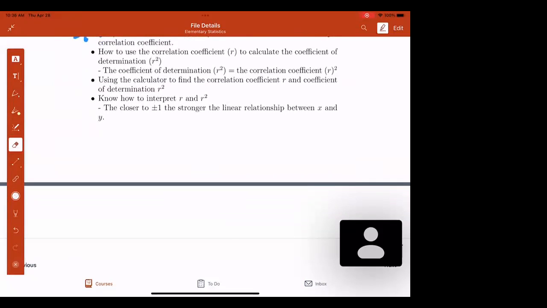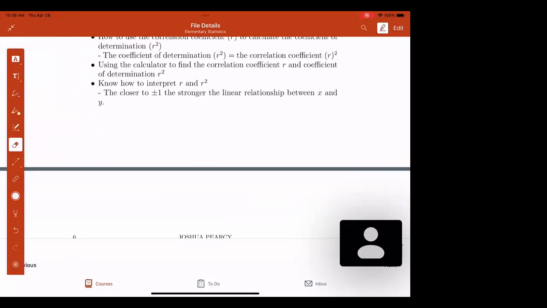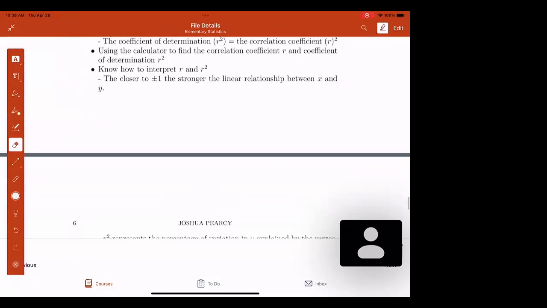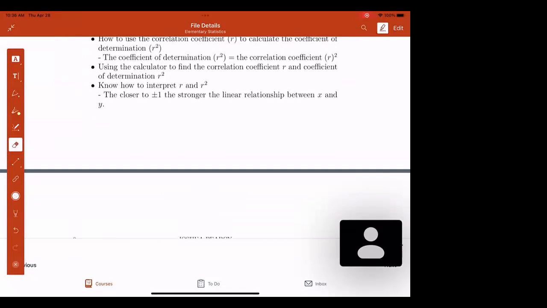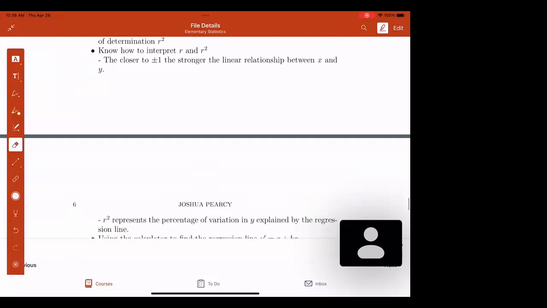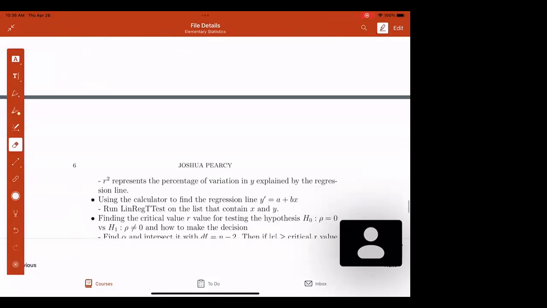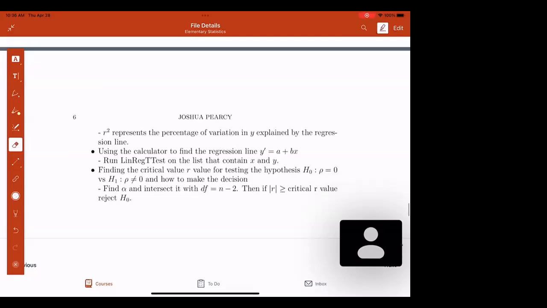Then how to interpret r and r squared. So we talked about how close it is to -1 or +1. That indicates a strong linear relationship between the two variables. If it's close to -1, it's a strong negative linear relationship. If it's close to +1, it's a strong positive linear relationship. And then the thing we didn't talk about, r squared represents the percentage of variation in y explained by the regression line.